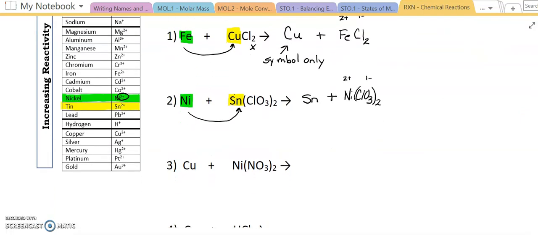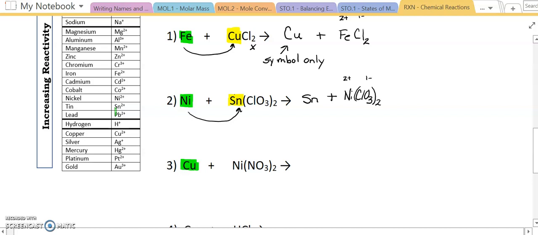And this time I have copper. So when I go up to my activity series and I find copper, copper is going to be right here. Now, copper is at the bottom of the activity series, and copper does not replace very many things. So when I'm taking a look at my compound, what am I trying to replace it with? Well, I'm trying to use nickel, and nickel's all the way up here.